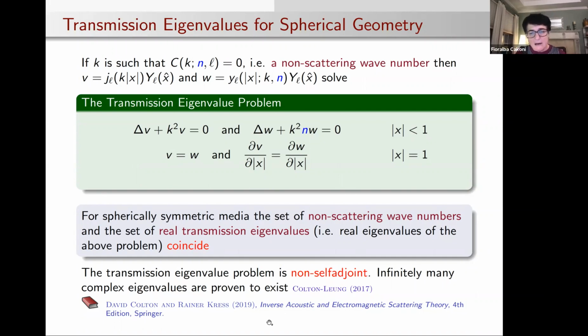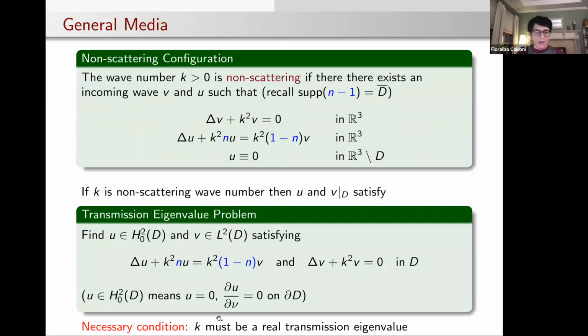So there is a lot of stuff for this entire function, zeros and so on, related to scattering wave numbers in this book by Colton and Kress, right? So now my question is, what happens in general, okay? So now it looks like I have this overdetermined set of equations for a non-scattering configuration, and it seems that I can come up with a related spectral problem. How are these two related in general? And what happens, right? So I recall the general non-scattering configuration, okay?